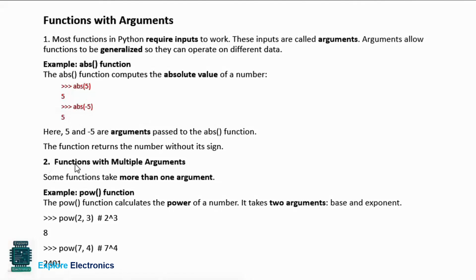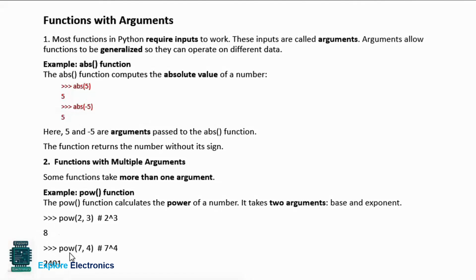The second thing is function with multiple arguments. Here, we use functions with multiple arguments. For example, the power function calculates the power of a number. It takes two arguments, base and exponent. In the example, it will calculate the power of 2 and 3. 2 is the base and 3 is the exponent. It will calculate 2 power 3 and give the output as 8.